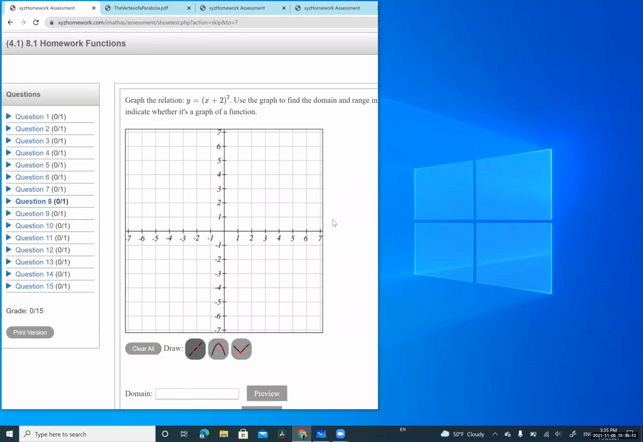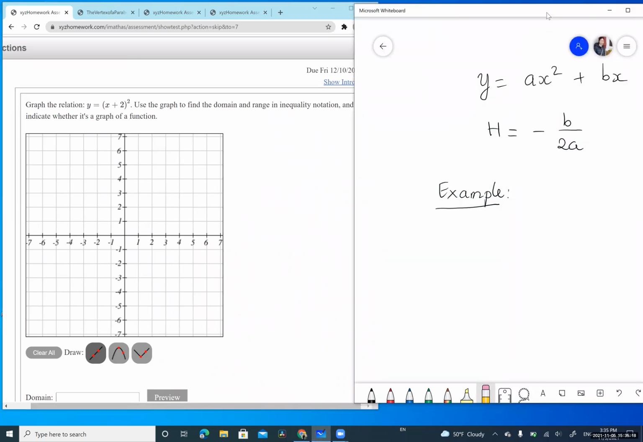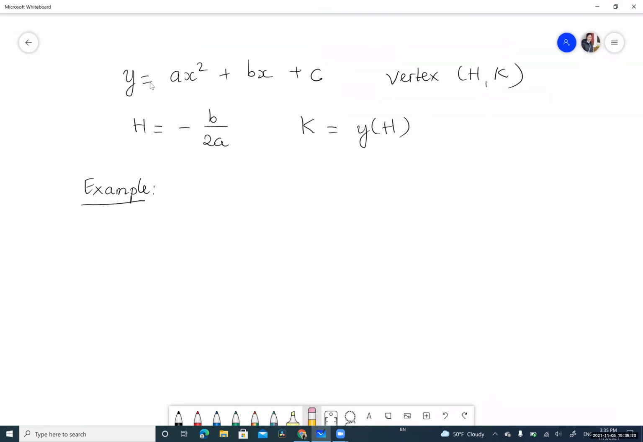I already noted here on my whiteboard the formula to find the vertex. When we have a quadratic function in standard form like this, I call the vertex coordinates h and k. To find h, you take negative b over 2a. To find k, you simply plug the h you got into the function.